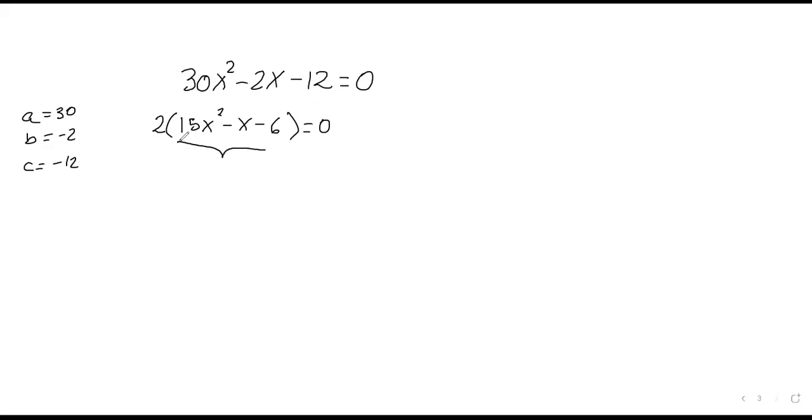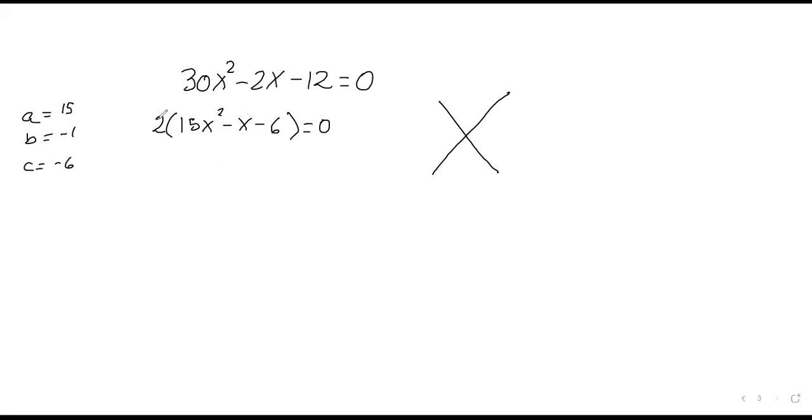And now we're going to solve this part. We have a 2. We have one part done. But now we have to do this. And we're going to use now a new A, B, and C. Now A, B, and C are going to be 15, -1, and -6. Why? Because we're going to start a new problem with this.